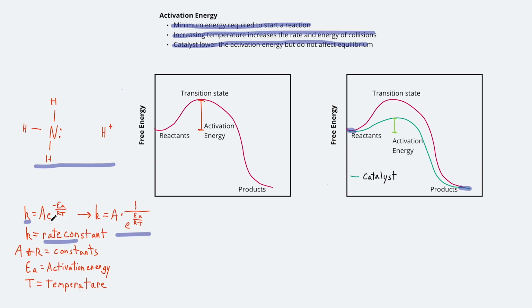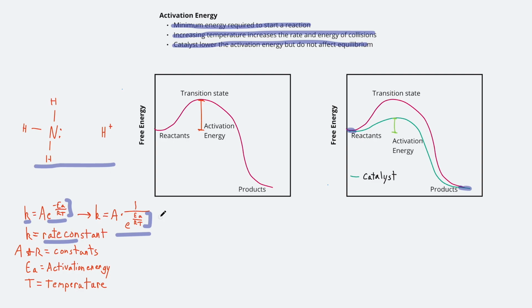All we did was use our rule for a negative exponent. If you ever have something raised to a negative exponent, you can take the reciprocal of that number and then raise it to the positive of that same exponent. So notice how our exponent, negative Ea over RT, is the same, but now it's the positive version of it because we have 1 over that value.